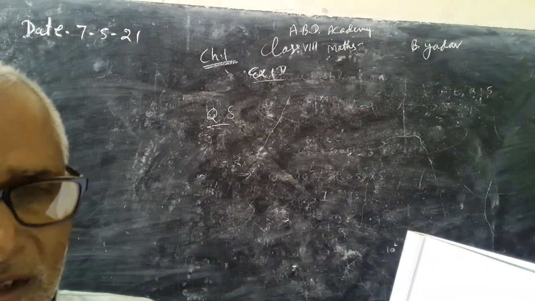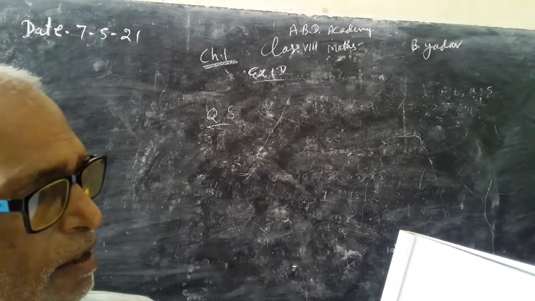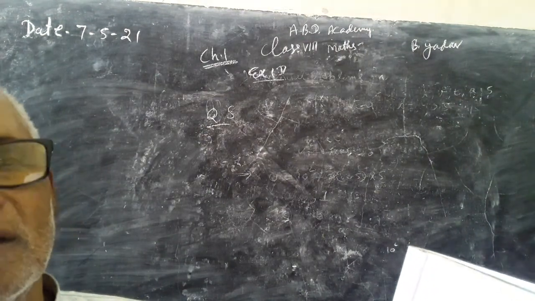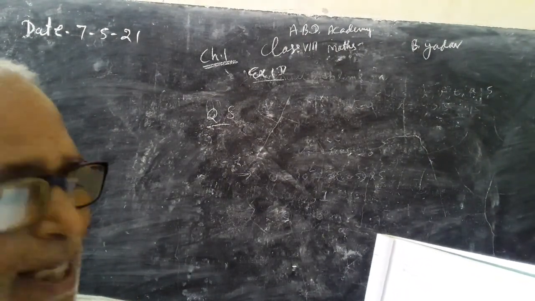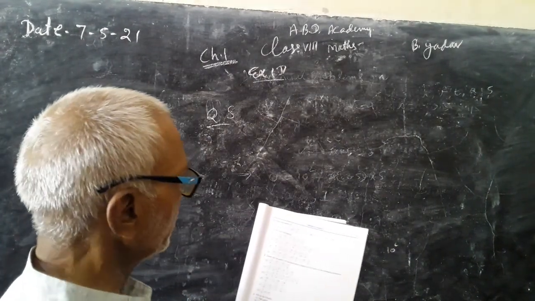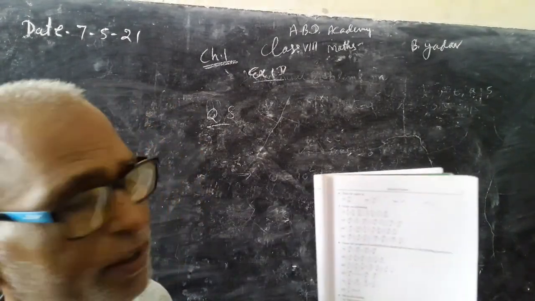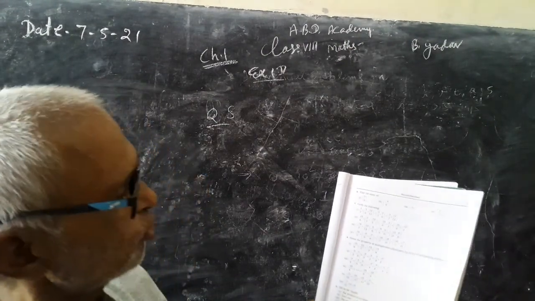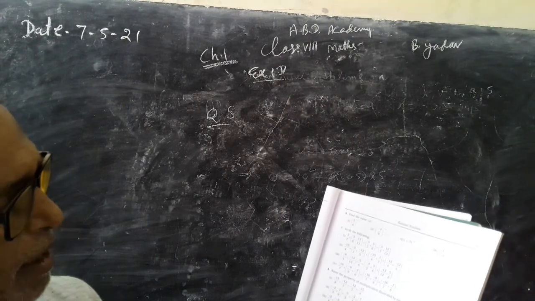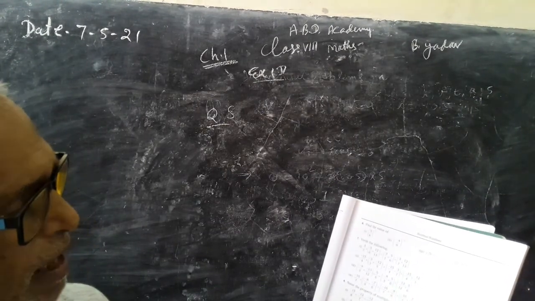In part 1 of question 8, the property used is commutative property of multiplication. A into b is equal to b into a. Understood? In the second, you see minus 2 by 3 into minus 7 by 9 into minus 9 by 5.